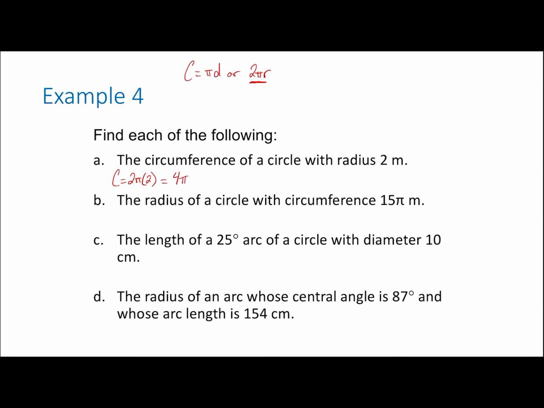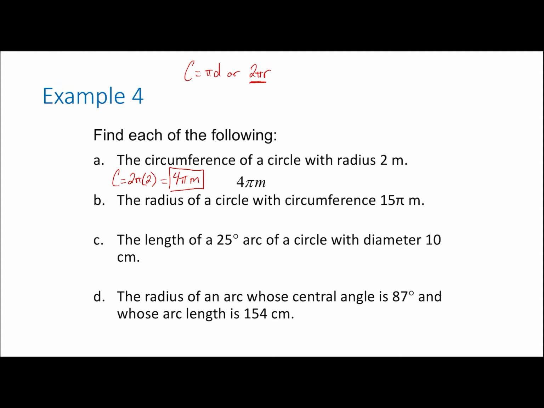And again, we want to use the exact number, and pi is going to be the exact number. So 4 pi meters is going to be our answer. So you can see that there. Again, just using that formula. Hopefully it's not a huge problem.